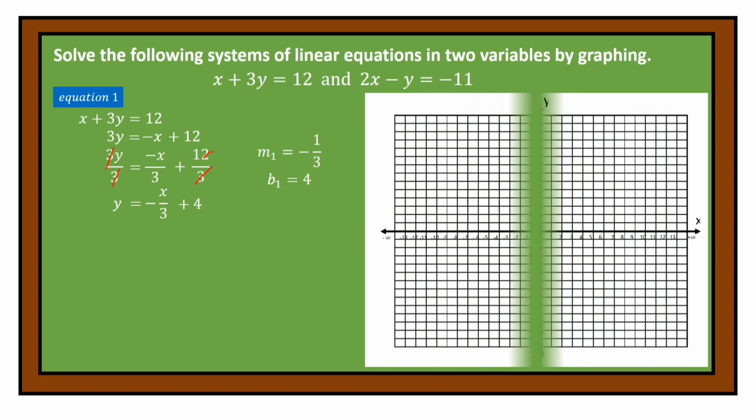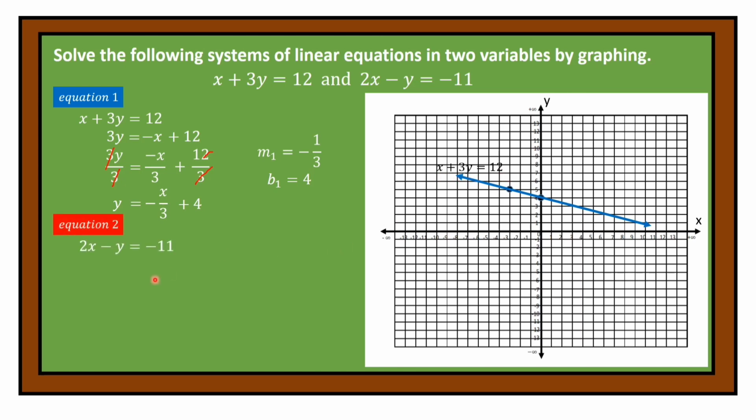Let us graph this. The y-intercept is 4, so this will be our first point. Next, from our point, we use the slope, which is negative 1 over 3. The rise is 1, so we move 1 step upward, and then 3 steps to the left since the slope is negative. 1, 2, 3. This is our second point. Connect the 2 points using a straight line. This will be our graph for the equation x plus 3y equals 12.